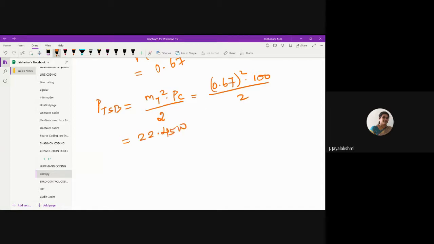On simplification, it is 22.5 watts. Check whether you are getting this answer. Make use of a calculator and check your answer, and tell me whether you are getting this. Are you getting it? Yes, ma'am. Fine.